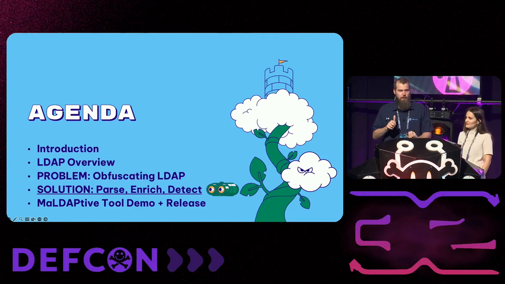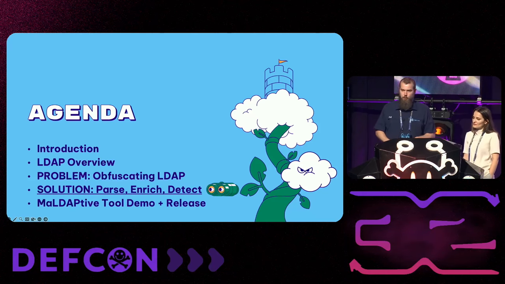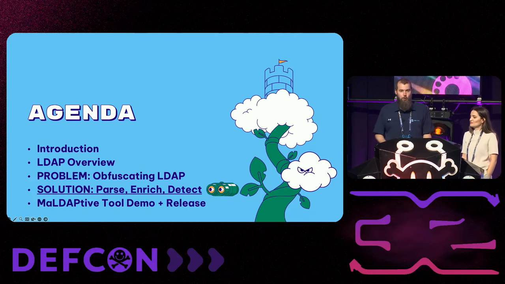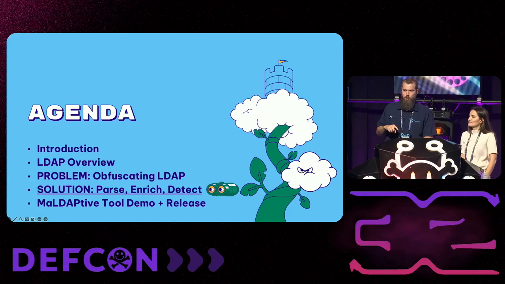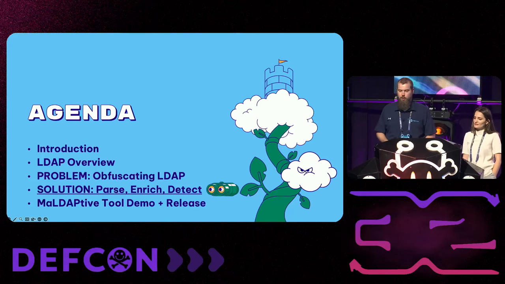So we've talked about the search filter, we've talked about the base object, the attribute selection. So for all the defenders in the room, what now? From a solution perspective, we're gonna focus on three steps. One is parsing, two is enriching, and then three is the actual detection itself.